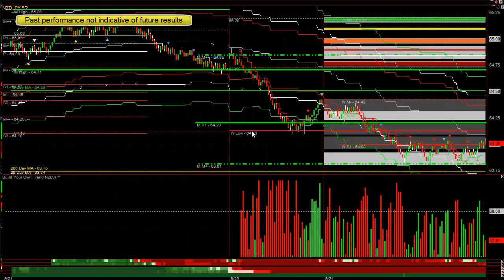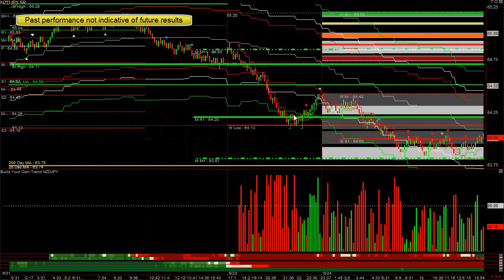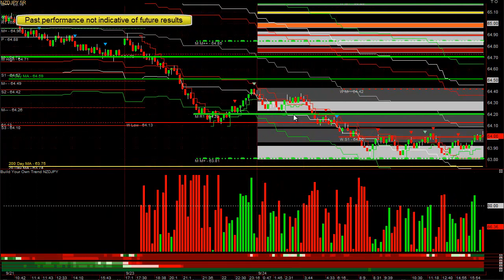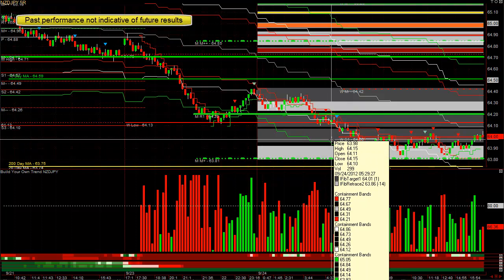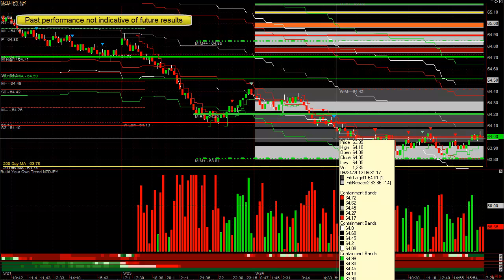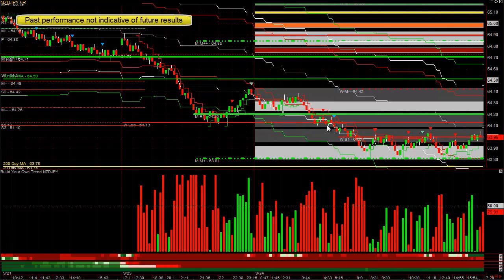Let's bring that currency up. 6 o'clock, hit the plus key to zoom in. There's 6. So 6 o'clock was right around here. There's a nice little rectangle pattern.